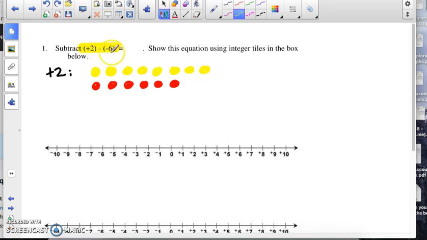If we look back at the original equation, we're doing +2 minus -6. So now we're going to take away all of the -6 tiles here, okay? And what are we left with? We are left with +8, okay? So that's +8 for you right there.